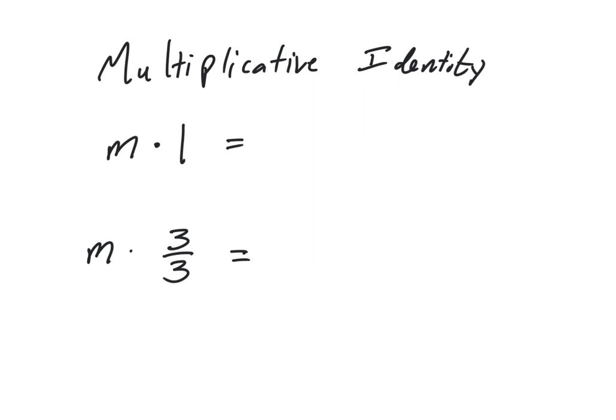The multiplicative identity is one of those properties that we're going to be actually using quite a bit, although it doesn't look like something really fancy. If I have m times 1 and I do that, I'm still going to get m. But what I did here is I changed my 1 to a 3 over 3, because 3 over 3 when you reduce it is 1. So m times 3 over 3 is technically still m, although we would usually write it as 3m over 3.